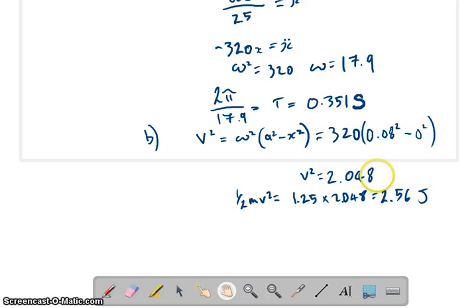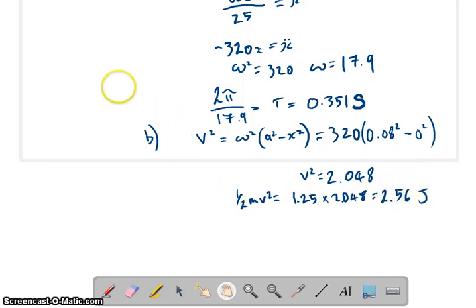2.048. Now I'm not going to square root it, because kinetic energy is equal to half m v squared, so I'm going to leave it as v squared and multiply it by half m. The mass was 2.5, so half m is 1.25. Multiply the two values together and you get 2.56 joules, because it's an energy, your unit is joules. Okay, and that's where it's really important that you convert this amplitude from centimeters into meters, because if it's not in SI units, i.e. meters, you won't get an SI unit answer.